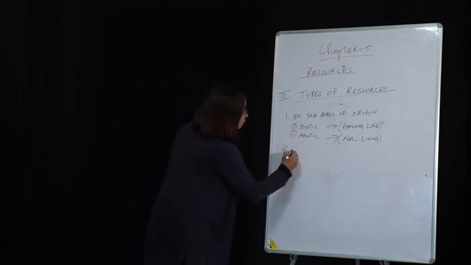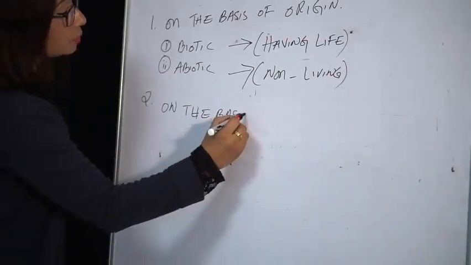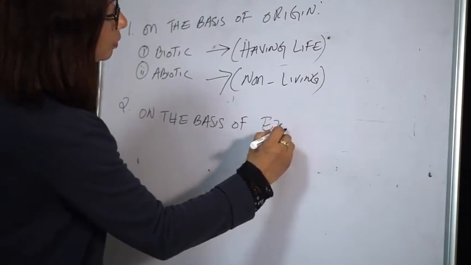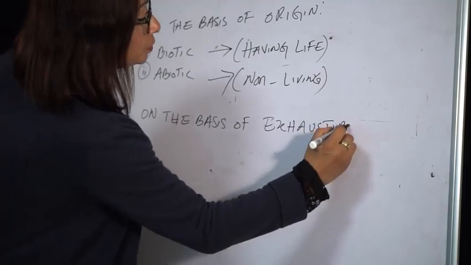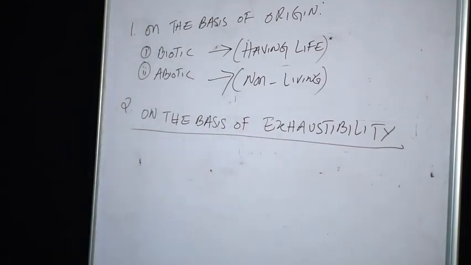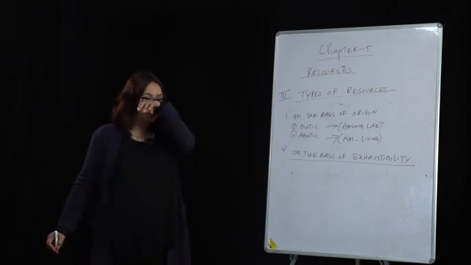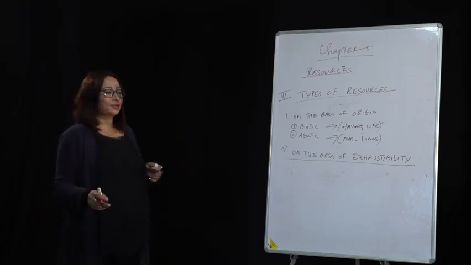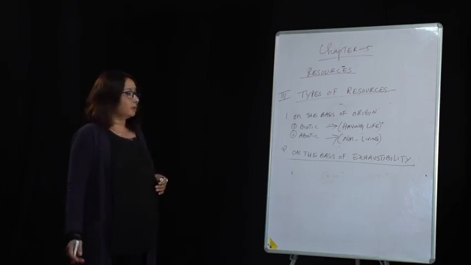Then the second one is on the basis of exhaustibility. The term exhaustibility, if you find it hard to understand, when do we say I got exhausted? When you're too tired, we say I am exhausted. Why are we exhausted? The reason being energy is gone. We have been working for a long time, so we say exhausted. Exhausted means your energy level has gone down.